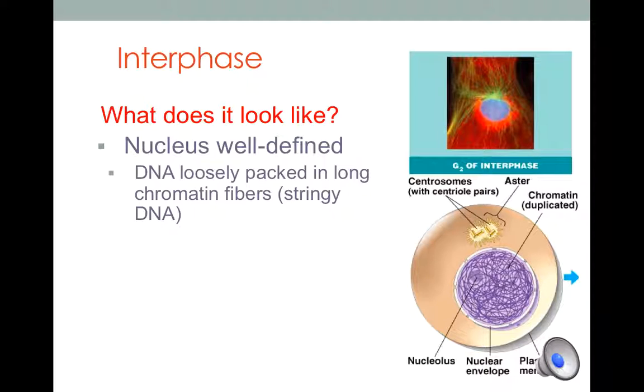Before we can talk about what occurs in all of these different phases of mitosis, let's talk about what the cell actually looks like before it enters mitosis. This cell you see here is in interphase. The nucleus is still well defined, so it's still there, and the DNA is loosely packed in what we call chromatin fibers. So it's like this very stringy DNA. As you can see, it looks like purple strings on this cell.